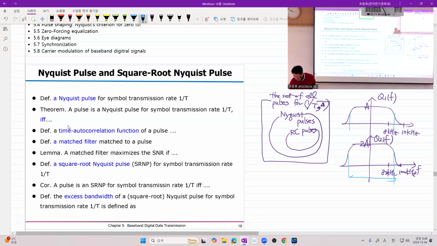if you rescale this width to 1, and also this height to 1, for simplicity, then you have this with 1 plus beta. Some people use alpha, and this is also 1 plus beta. And here, beta is called specifically for raised cosine pulses the roll-off factor.